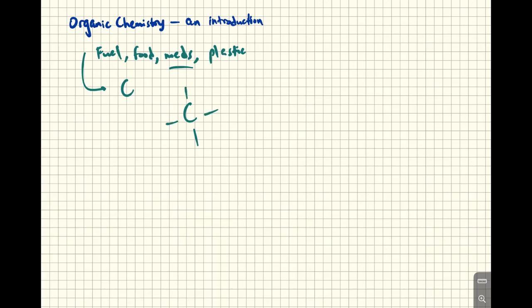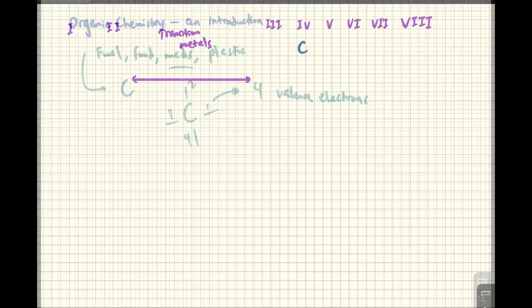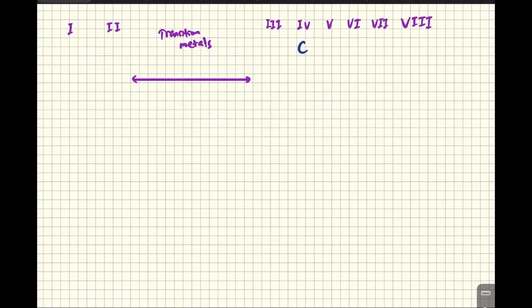Because carbon has 4 valence electrons, it requires 4 bonds, 1, 2, 3, and 4, to form a full octet. I've said that carbon has 4 valence electrons, and that's because it's in group 4 of the periodic table of elements. So having 4 electrons means that it needs another 4 electrons to form a full octet configuration. So that's why you see carbon usually forms 4 bonds.